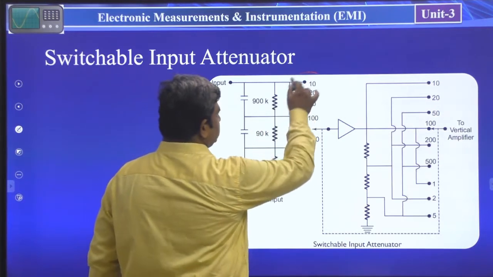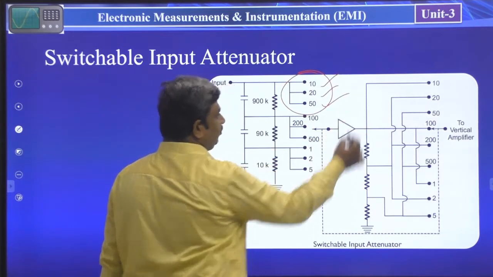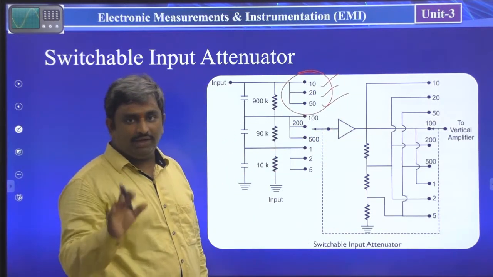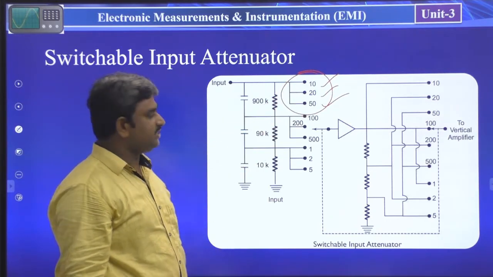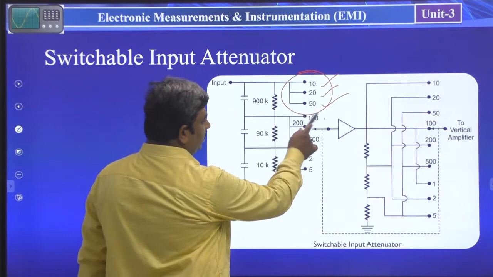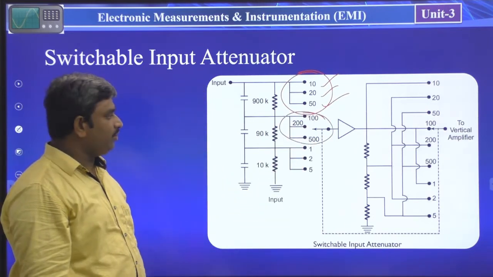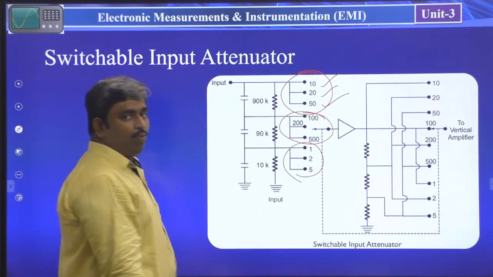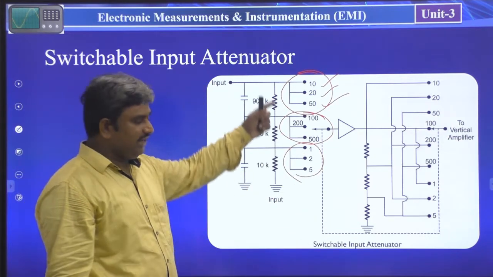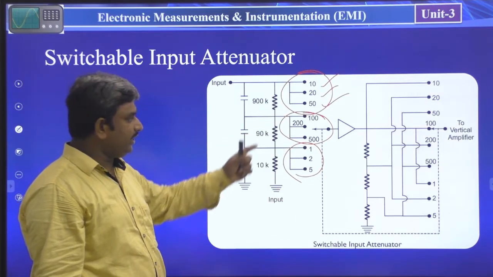Here in the first stage we have 10 volts, 20 volts, 50 volts stages. Previously we had only 10 volts, only one stage available. Now 10 volts, 20 volts, 50 volts stages are available. In the second resistor and capacitor network, we have 100 volts, 200 volts, 500 volts. In the last stage, we have 1 volt, 2 volts, 5 volts. You can see different variations of the voltage attenuations here.